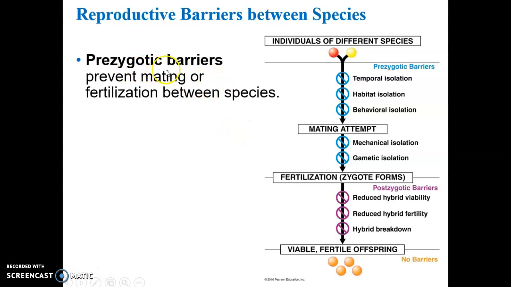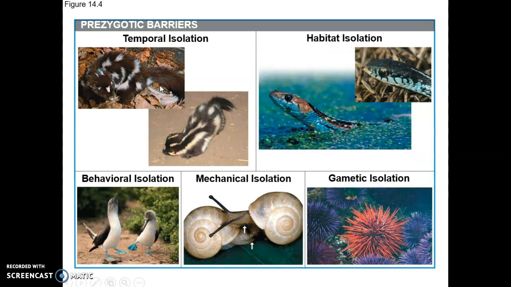Again, the prezygotic barriers prevent mating or fertilization between species: no fusion of the egg and sperm, or no mating. Among the prezygotic barriers, there's something called temporal isolation. Closely related groups that could potentially interbreed are prevented from interbreeding because of temporal isolation between their breeding cycles.